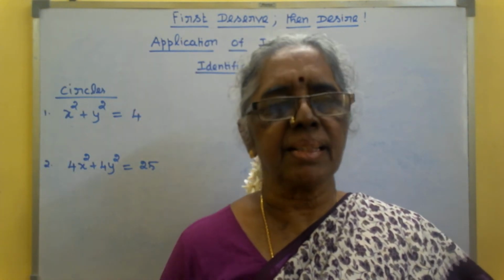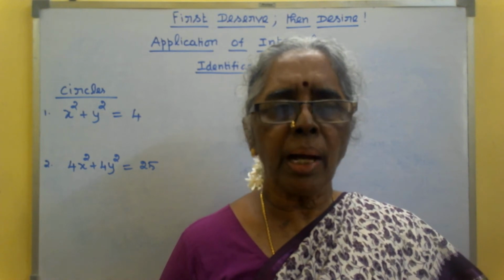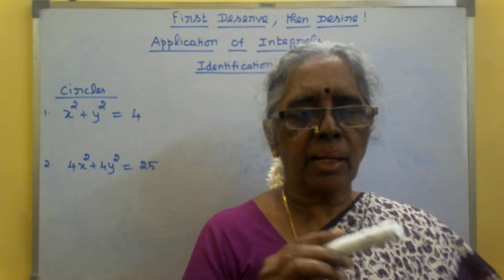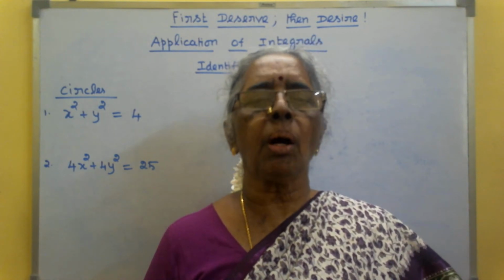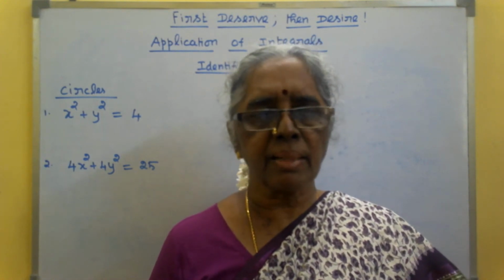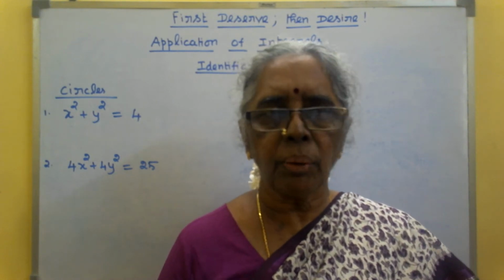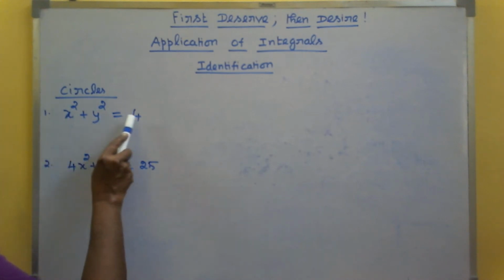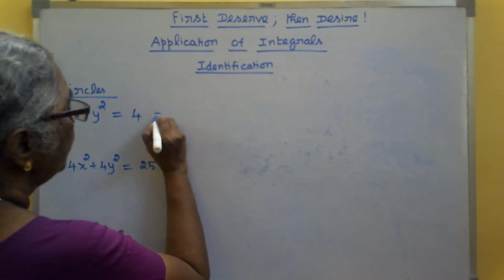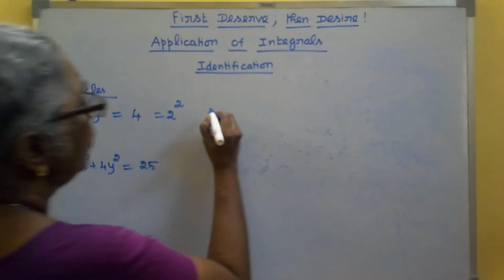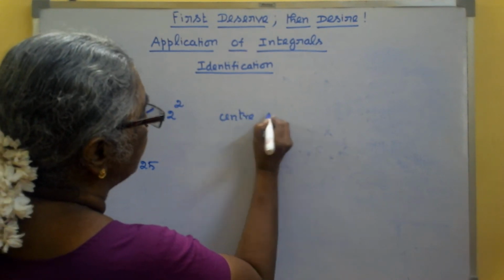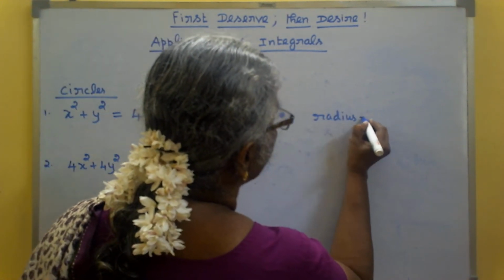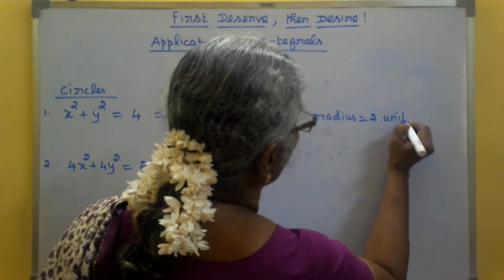Now let us see circles. In circles, you have only circles with center (0, 0). That is, they will be of the format x² + y² = r², where r is called the radius and the center will be (0, 0). Okay. So now I have given you two equations here. x² + y² = 4. The 4 you can write as 2². So you know the center is (0, 0), right? Then the radius will be here 2 units. The radius is 2 units.